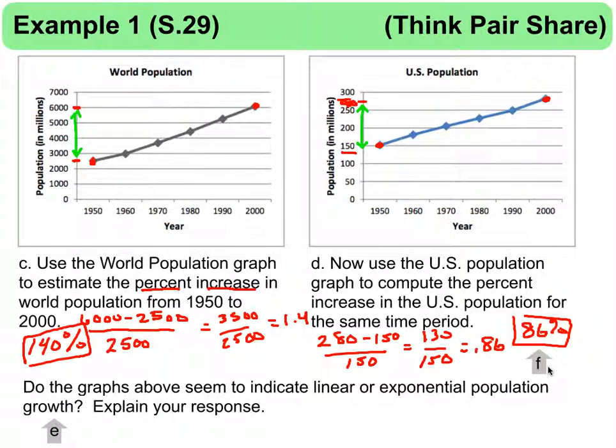And so does the graph above seem to indicate linear or exponential population? And then explain your answer. Looking at this particular piece, most students will want to look at it and say, well, it looks like it is a linear growth, and most students are going to explain their response as because it looks generally like a straight line. But again, that's what our discussion is about in this particular piece.